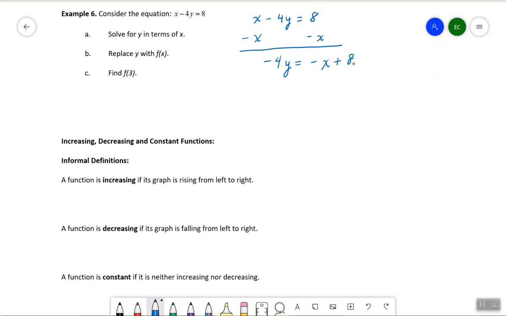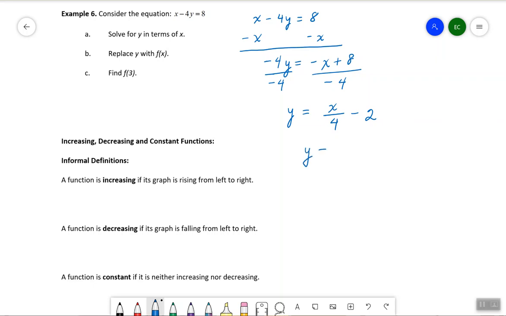You could write 8 minus x instead, although if you remember studying the equation of a line before, you might remember that it's nice to put the x first and then the constant at the end. Okay, and we need to divide both sides by negative 4, and so we get y equals, and then negative x divided by negative 4 would get you positive x over 4, and then 8 divided by negative 4 would get you a negative 2.